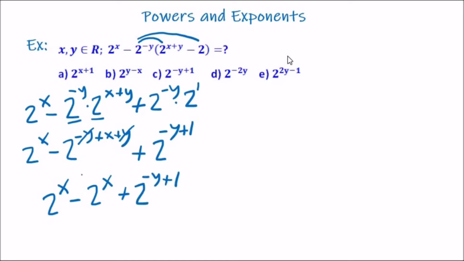And the next step, as you can see, this is positive and this is negative, so these are gone, and the leftover is going to be the answer, which is 2 to the power of negative y plus 1, which means that the answer is C in this question. Now let's continue with the next question.